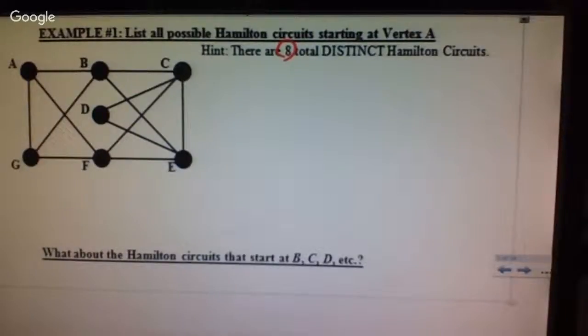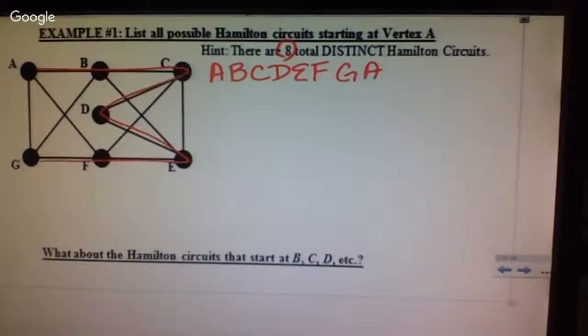Who's got one? A, B, C, D, E, F, G, A. Look, I can follow the alphabet. A, B, C, D, E, F, G, and back to A. Okay? Remember, now that I've got 1, I technically have 2. I can reverse this. A, G, F, E, D, C, B, A. Okay, that's the only nice part about Hamilton. So we've got 2.